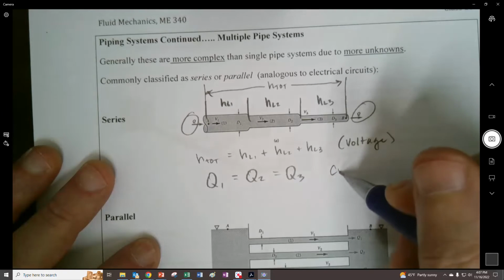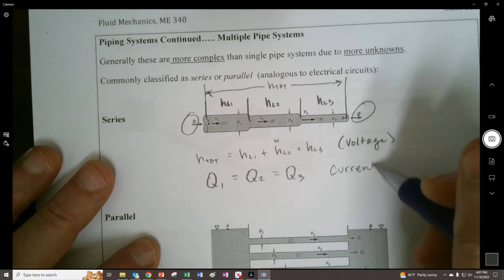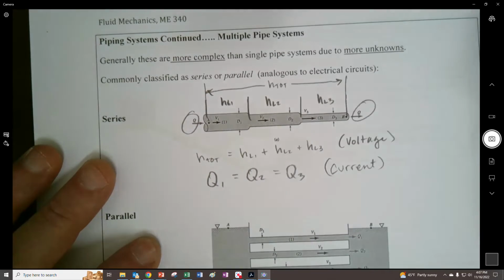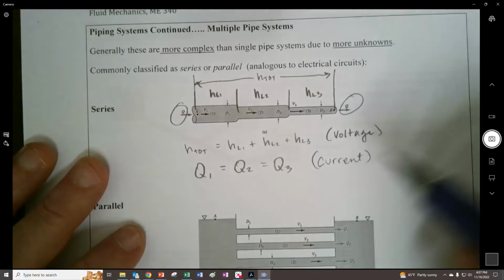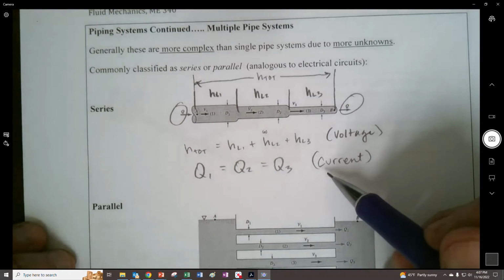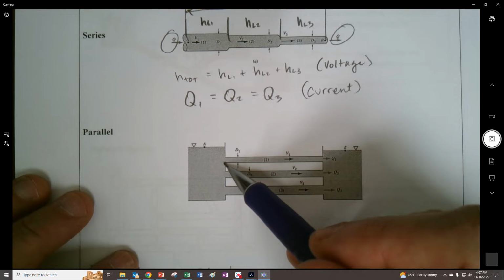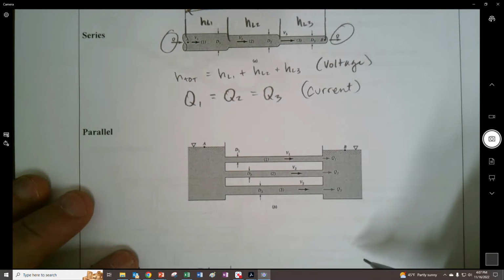So you could think of this as being the current. And even the idea of current, like current down a river, right? This is the current flowing through the thing. Now, analogous, we could have the parallel system. So kind of like parallel resistors.